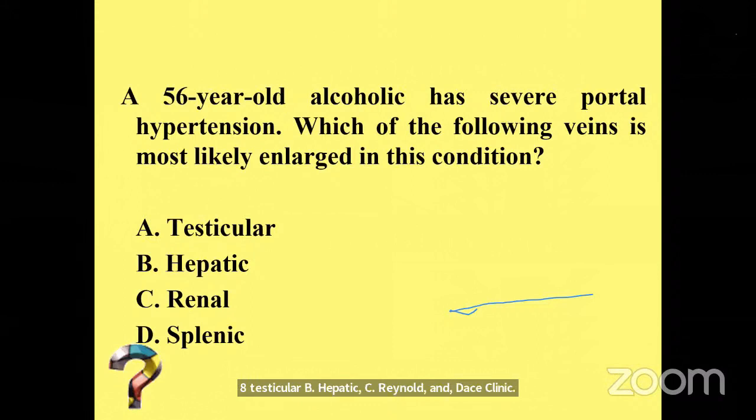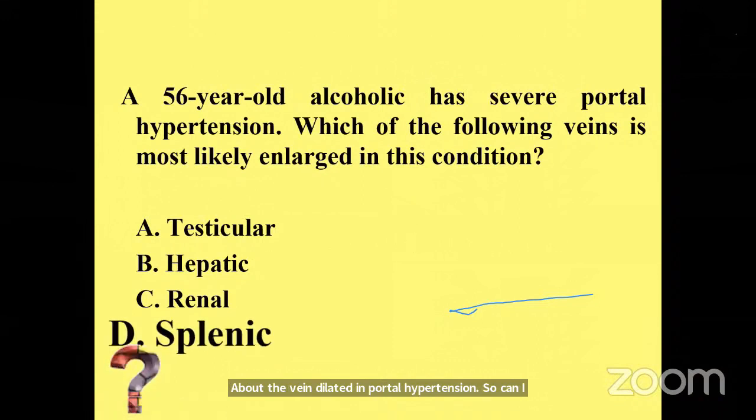The question might be misleading because it says alcoholic, but they are asking about the vein dilated in portal hypertension. So can I get the answer? The answer is splenic vein.